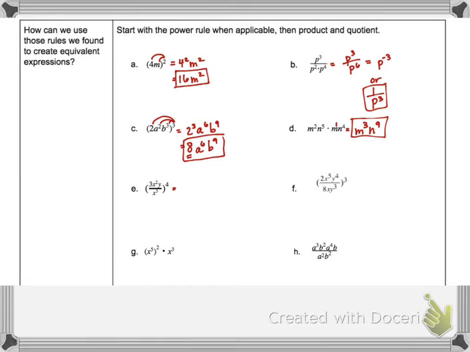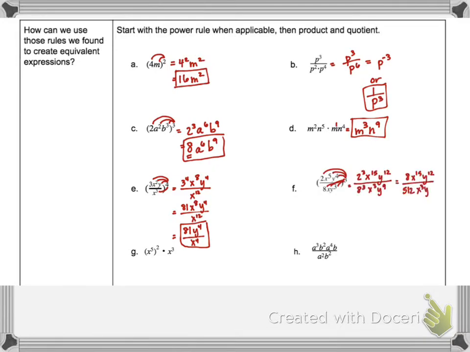Here's where it starts to get trickier, on E and F especially. You want to start by distributing that 4th power to every single thing inside the parentheses. So I have 3 to the 4th, x to the 8th, y to the 4th. I would type 3 to the 4th into my calculator, and that gives me 81. And you're going to notice that you have 12 x's on the bottom, 8 on the top. So you can cross 8 of them out, and then you're left over with 4 x's on the bottom.